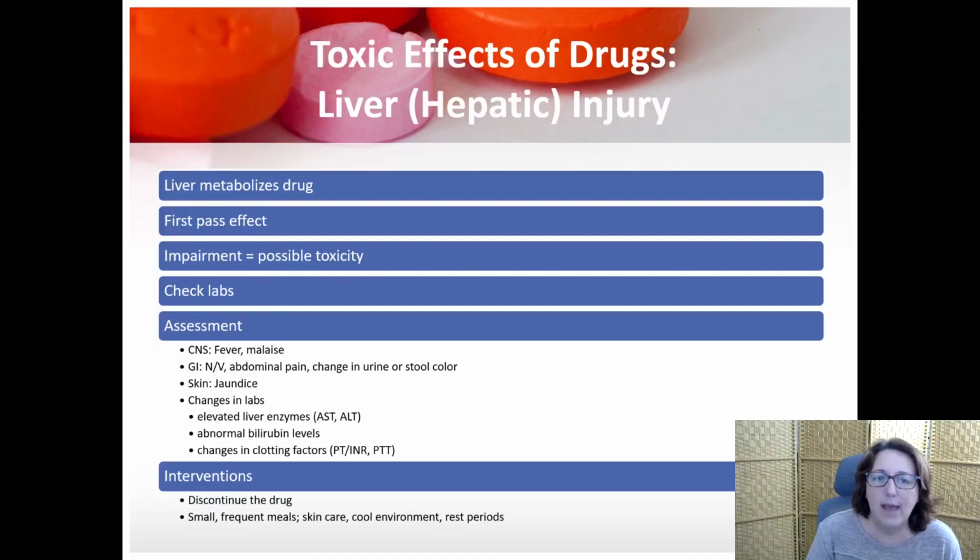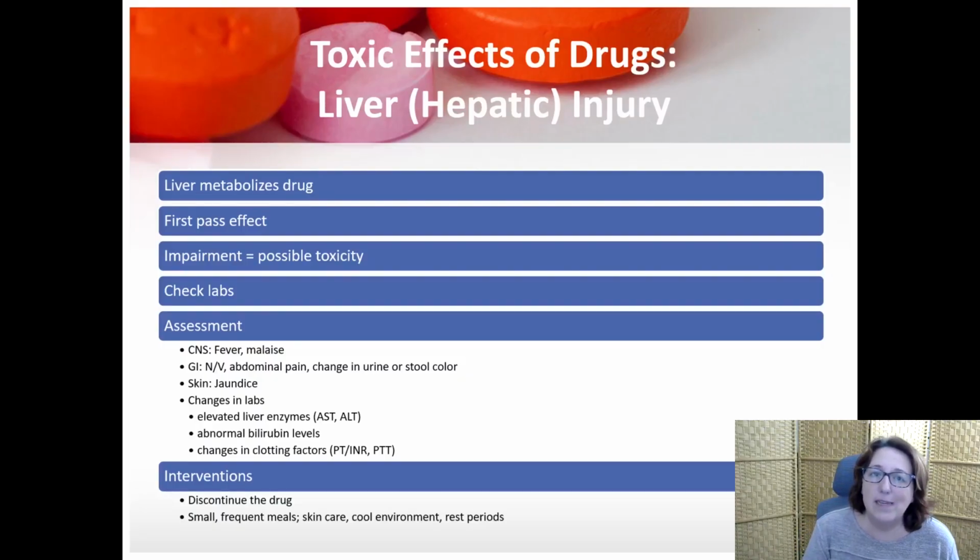So our assessment for signs and symptoms of liver impairment include looking at our CNS system for fever or malaise, our GI system, so nausea, vomiting, jaundice, or the skin turning yellow, abdominal pain, elevated liver enzymes, that would be our AST and our ALT labs, abnormal bilirubin levels, changes in our clotting factors, so our PT, our PTT, and our INR. And that's because some of our clotting factors are made in the liver.